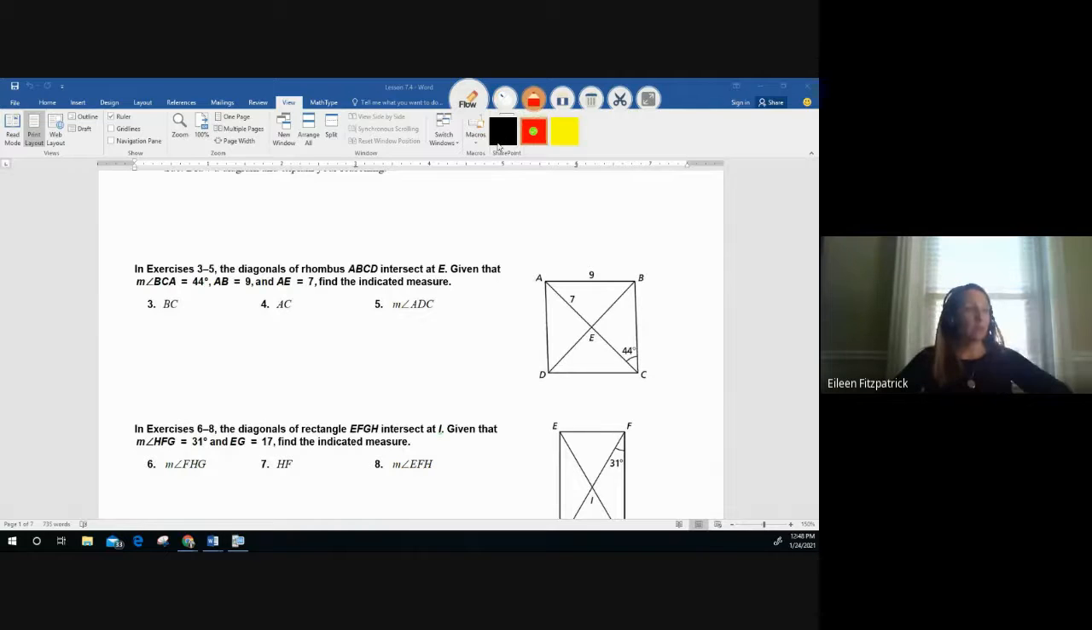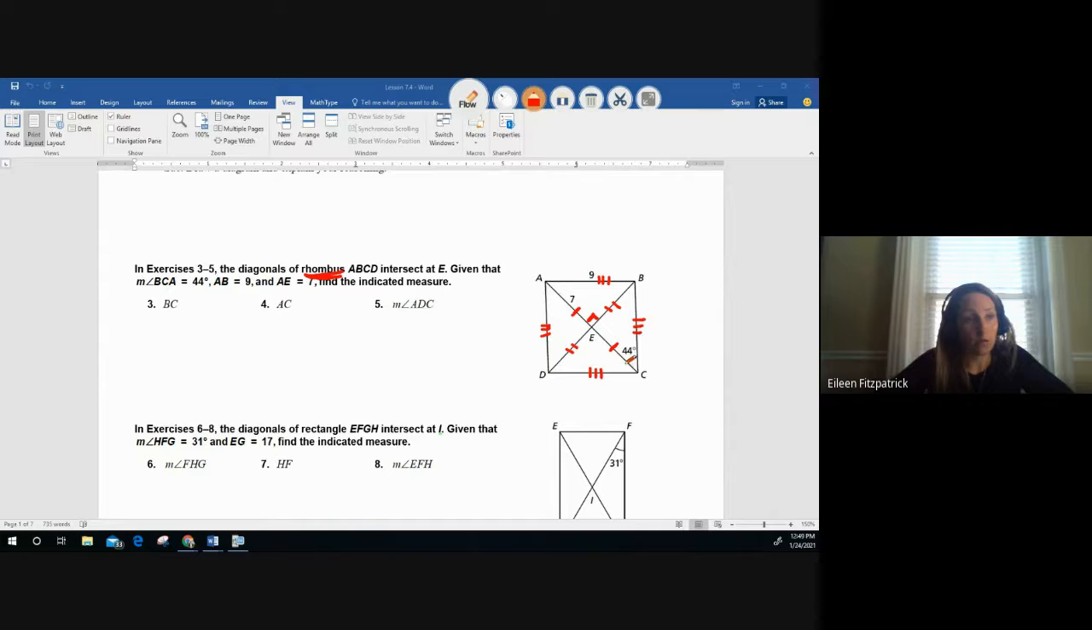Okay, so here it says the diagonals of rhombus ABCD intersect at E. So again, as soon as I know that it's a rhombus, I know that the diagonals intersect to form a right angle. I know that diagonals bisect each other. I know that all four sides are congruent. I think I'm up to 3 tick marks. So all 4 sides are congruent to each other. I know that the opposite angles are congruent, but the diagonals bisect the opposite angles.